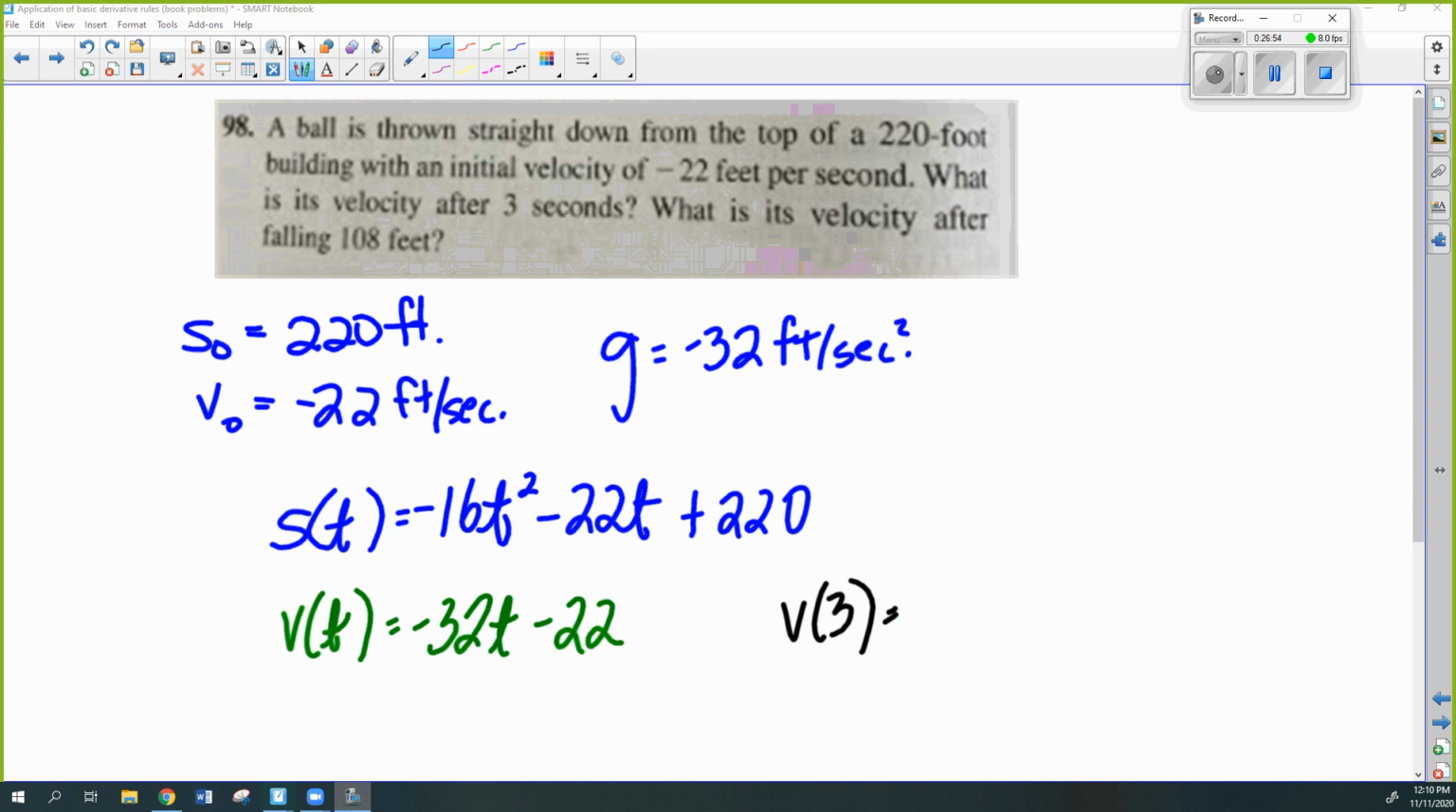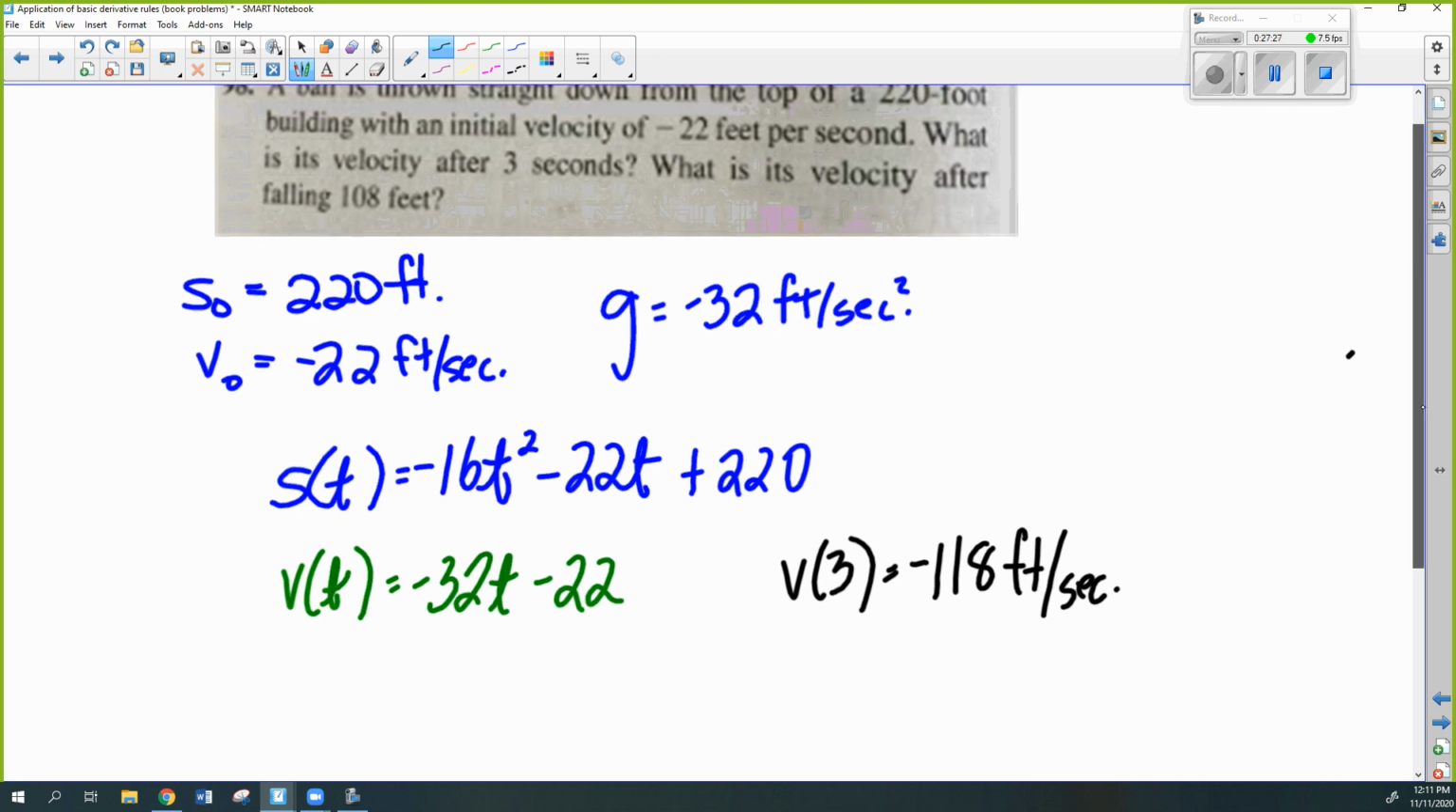All right, we're good with that? What'd you get? Okay, and you always need to label your units when we're dealing with application problems. Okay, next question says, what is its velocity after falling 108 feet? So you subtract position 220 minus 108 to see where it is when it's falling.